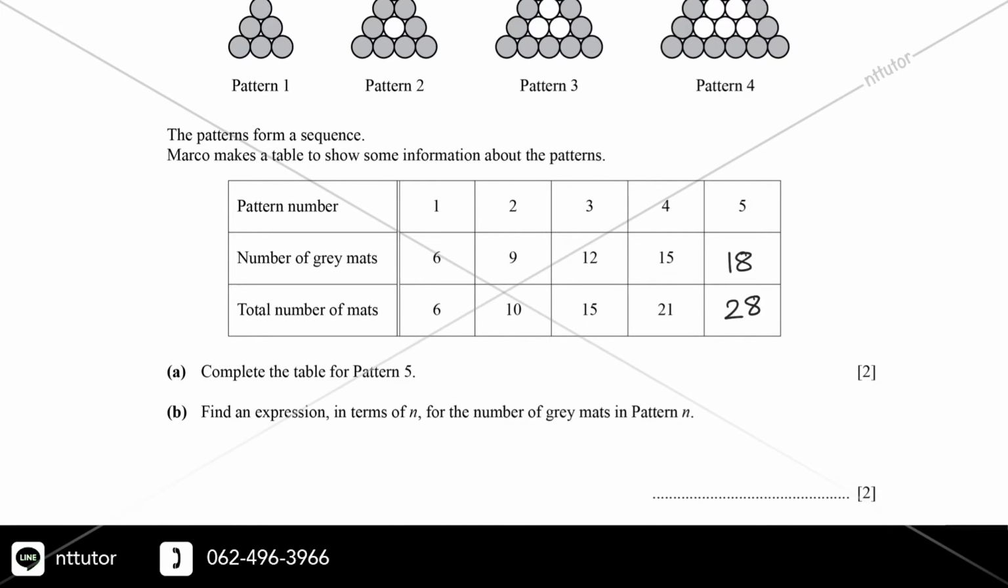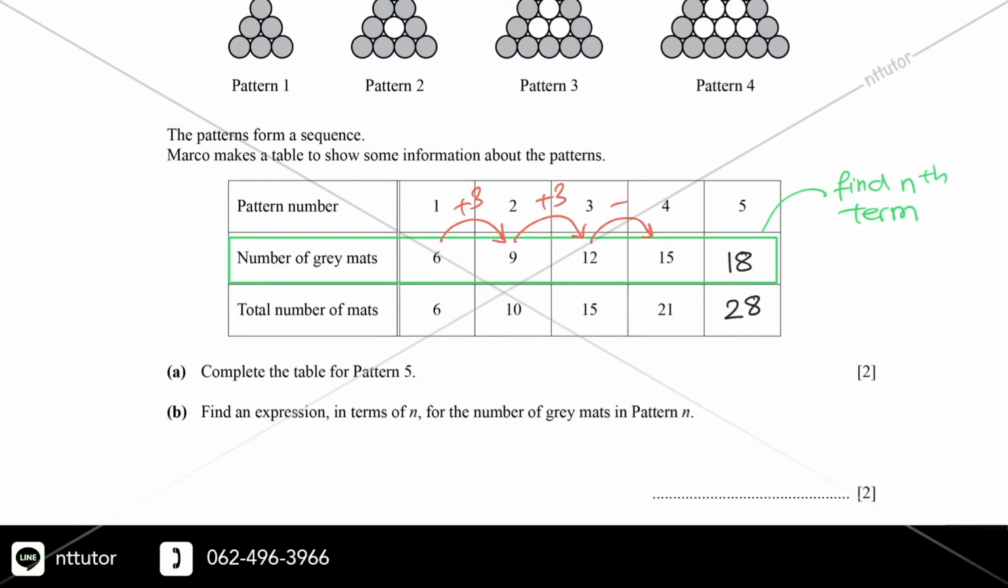B. Find an expression in terms of n for the number of gray mats in pattern n. So it wants us to find the nth term for the sequence of the number of gray mats. We already know from part A that the pattern is add 3 as you go along. Therefore, we know for sure that the nth term must be some form of 3n plus c. And in order to find c, we just need to substitute a known value in.